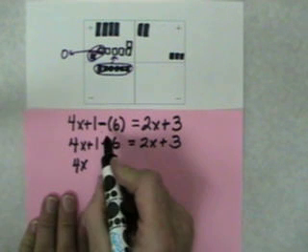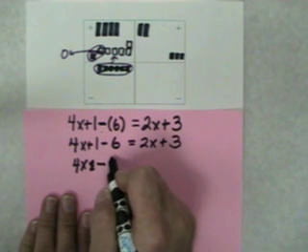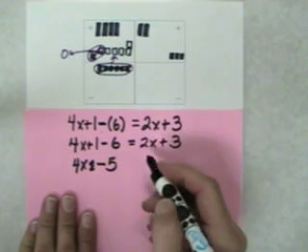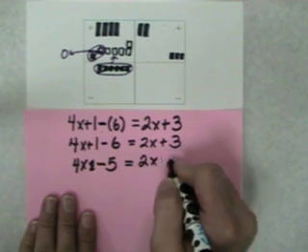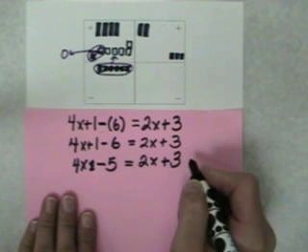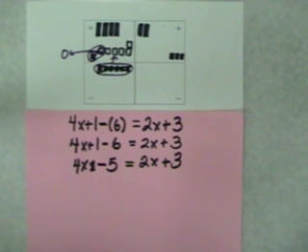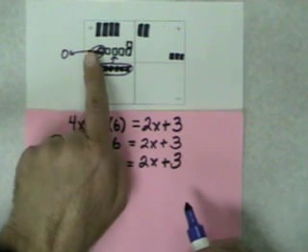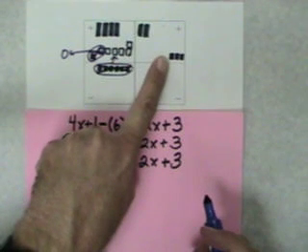Let's write down what we have now. 4x, 1, 2, 3, 4, 5, minus 5 equals 2x plus 3. Okay, next step after getting rid of all the zeros, because I don't see any more on the mat, was to move all the x's to one side, and I'm going to move all my x's over here to the left and all my unit tiles over to the right.